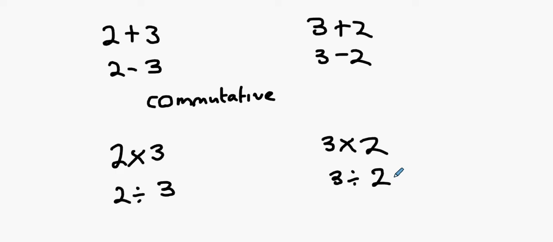What else can we say? Not commutative. Multiplication and addition, commutative. Subtraction and division, not commutative. What does commutative mean? When you turn the numbers around, will it still work? Does that make sense? Still work out the same.